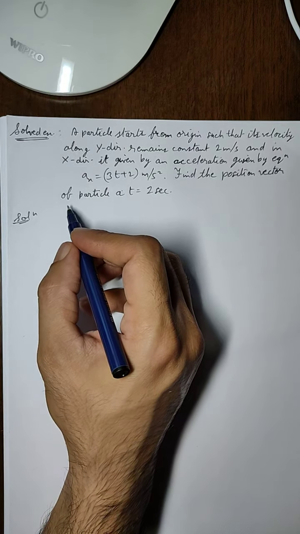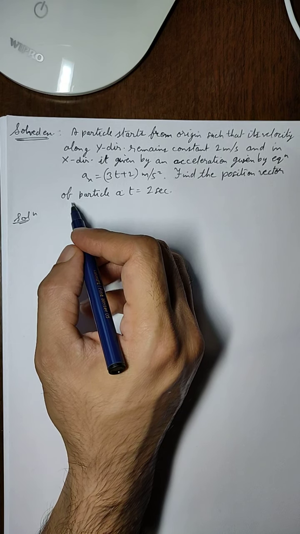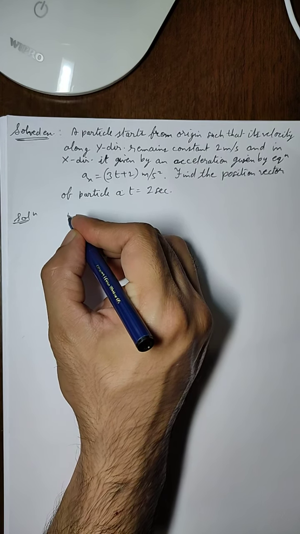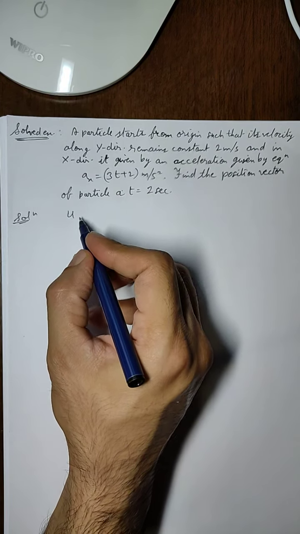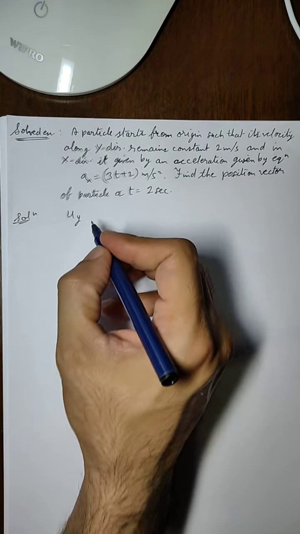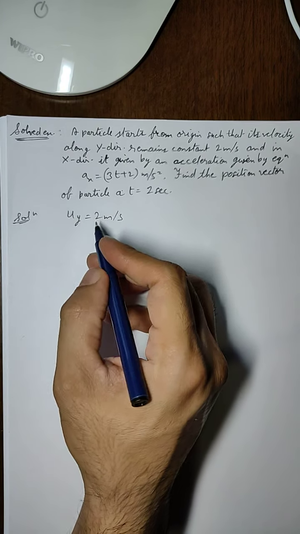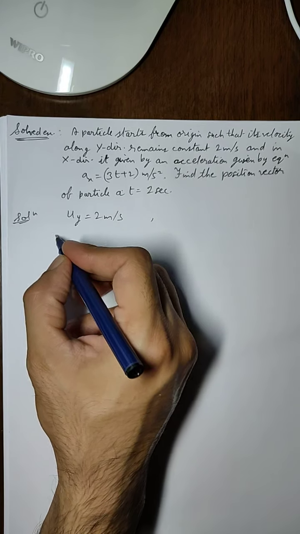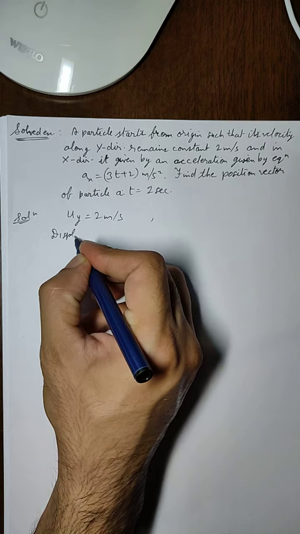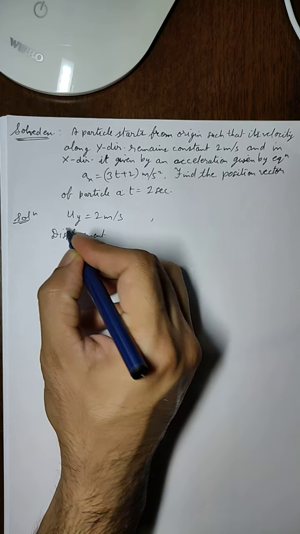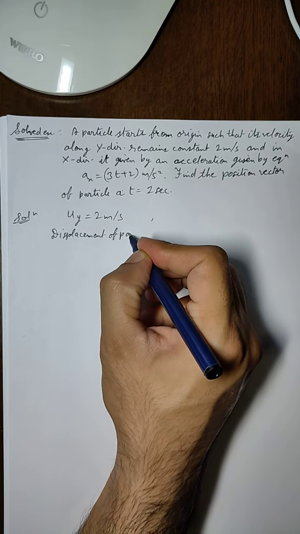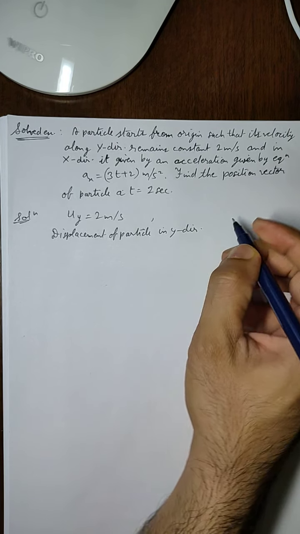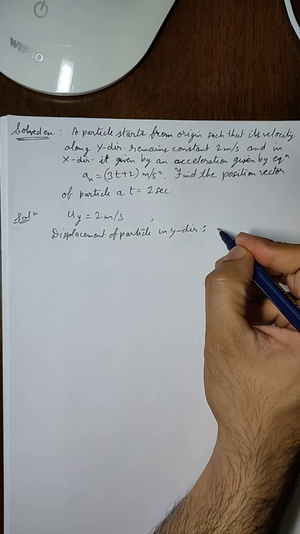So first let us write about the position along y-axis, because there is no change in the velocity here. So we can say that the initial velocity with which the particle started along y-axis is 2 meter per second, and this will remain constant. So we can write here that displacement of particle in y direction can be given by using second equation of motion.